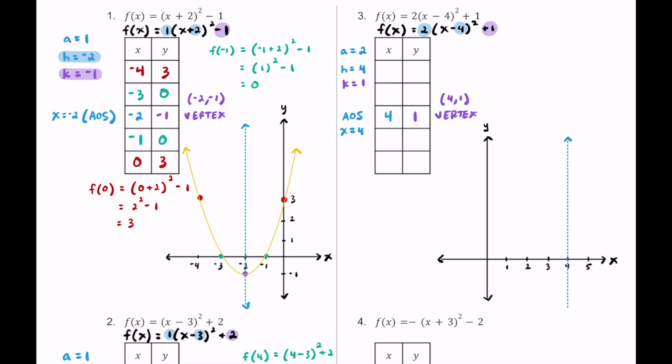So this right here, this vertical line would be our AOS, or axis of symmetry. And then what about for plotting our vertex of 4, 1? Well, we know where 4 is already. Let's go ahead and plot where 1 is going to be. So 4, 1, our vertex is going to be right over here in quadrant 1.